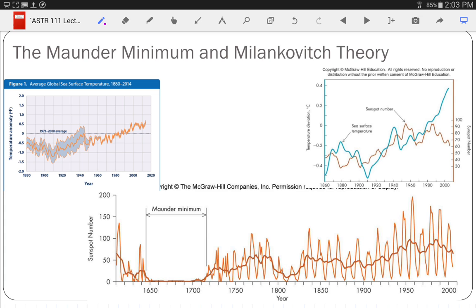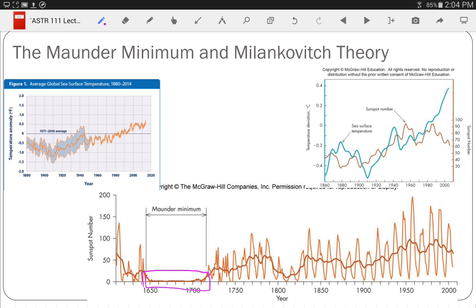Now, this is a very politically charged topic. The two graphs on the right are from your textbook. The one down below shows us looking at sunspot activity as long as it's been recorded. And you notice that it's very distinct there from just a little bit before 1650 out to a little after 1700. You have a region with virtually no sunspots.